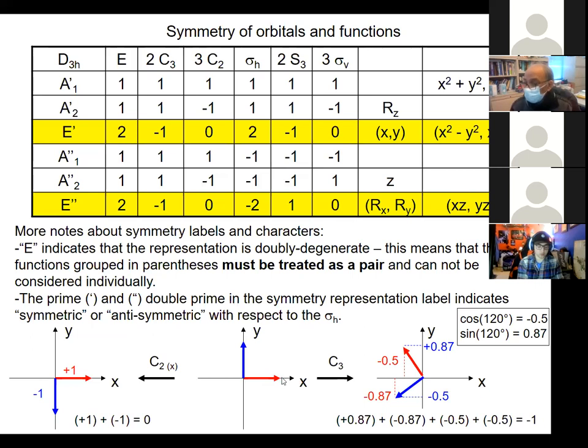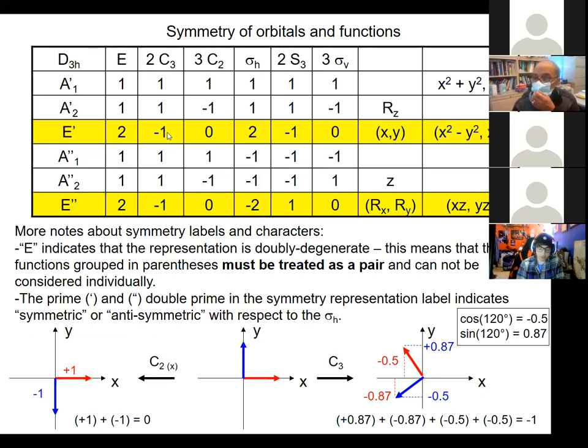So when you do a 120 degrees rotation, you have to go up 90 here and another 30 there. So that angle there is going to be 30, and that is 90. So 90 plus 30 is 120. Similarly, when you rotate this, this also goes down. Now, the cosine of 120 and the sine of 120 are -0.5 and 0.87. So when you look at all the changes here, plus 0.87, minus 0.87, minus 0.5, minus 0.5, it gives you -1. So for the C3 operation, E has a -1.